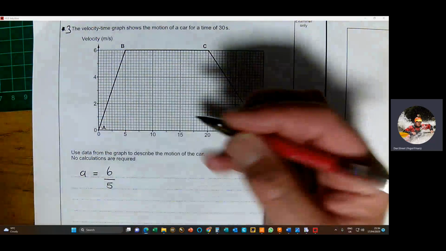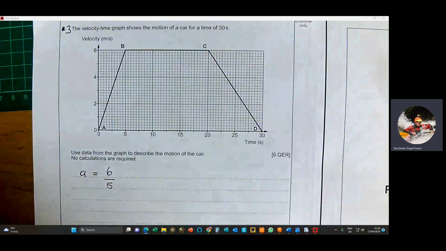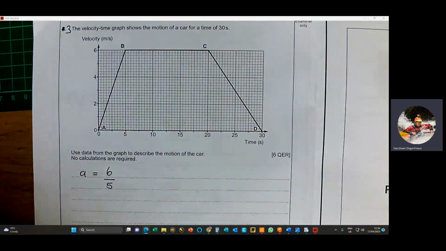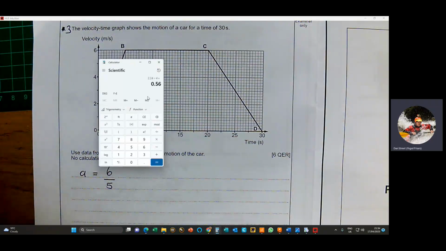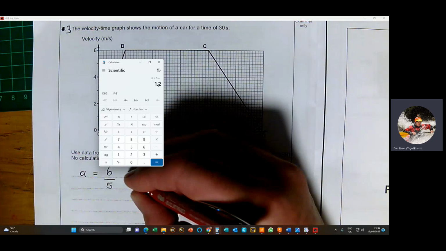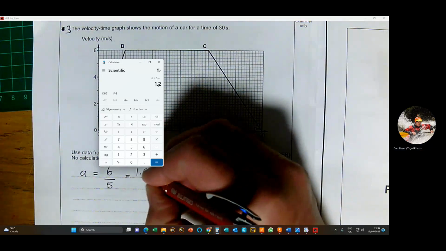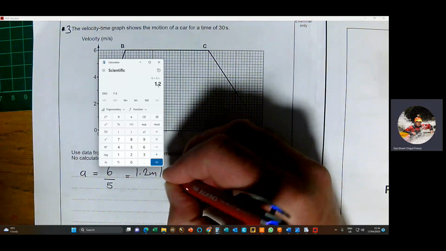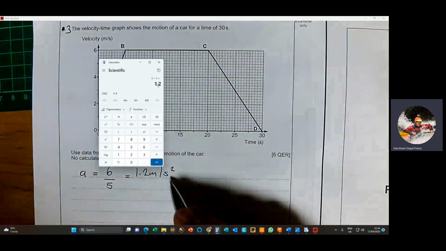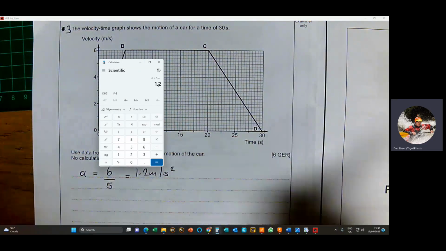Okay, so the acceleration is 6 divided by 5, and as is good practice in your exams, to make sure you don't make any silly mistakes, I would advise to use a calculator, don't use a ruler, use a ruler for other things. So that's 1.2 meters per second squared, because acceleration is meters per second squared.